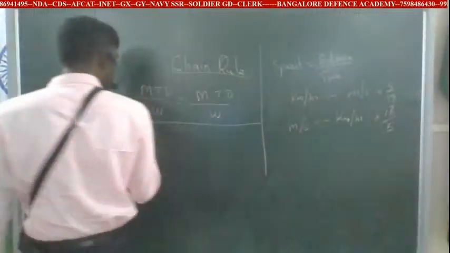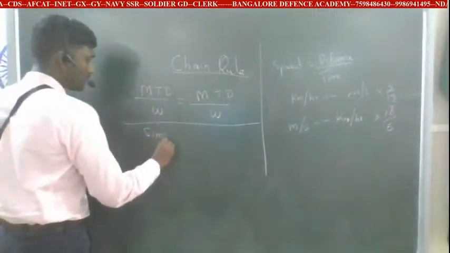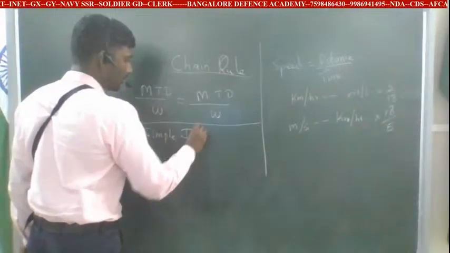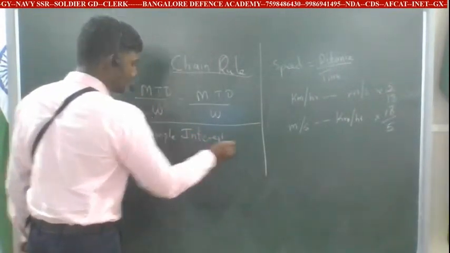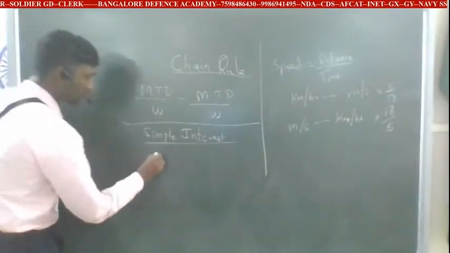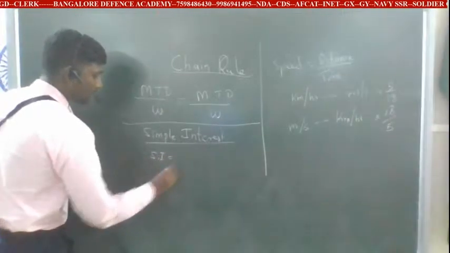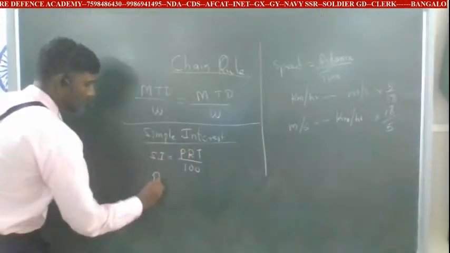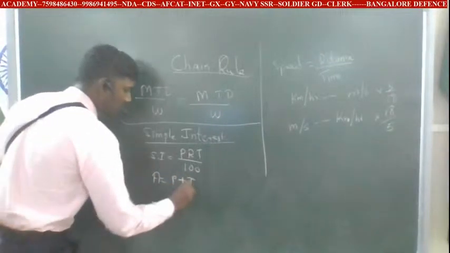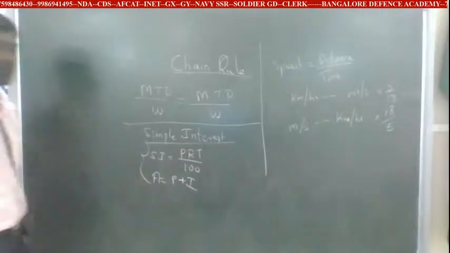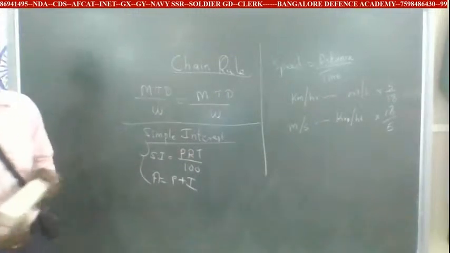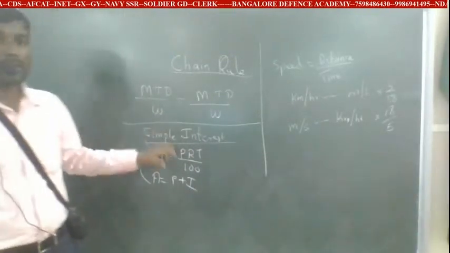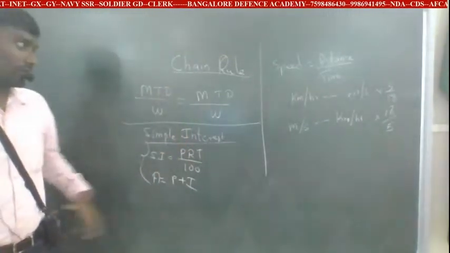Next important chapter is simple interest. Here you have to be careful. The simple interest formula is PRT by 100, and amount is equal to principal plus interest. This formula will be very helpful for your examination. Based on this formula, you have to solve some questions.